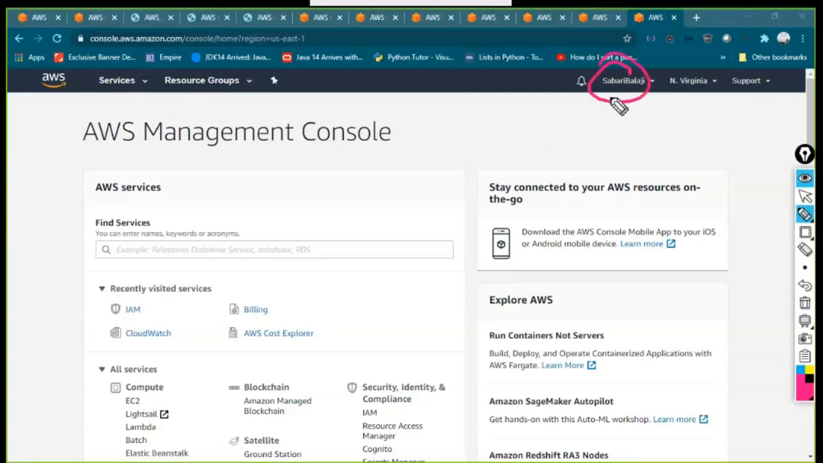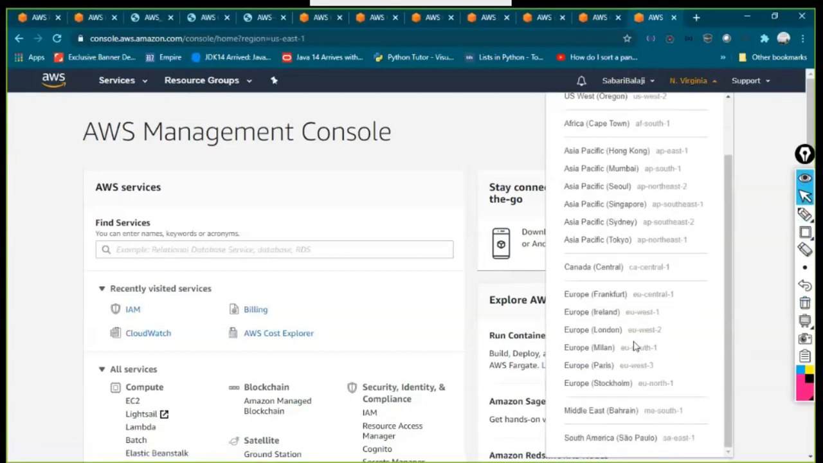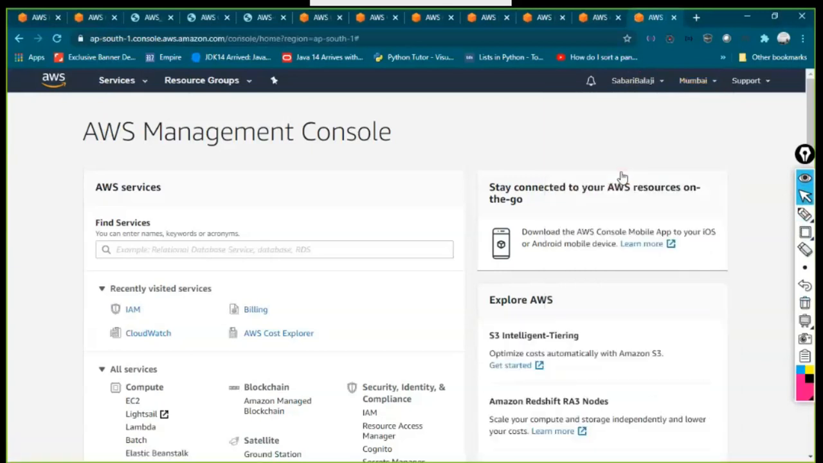So this is my account name, you can see here, and right now I'm in the North Virginia region. The reason I went for North Virginia is billing reasons, but I can go and choose Asia Pacific, where we will have Mumbai. Yeah, here it is, I can choose Mumbai. This is the region which is very close to me, so it is easier for us to utilize the bandwidth and work with different services.